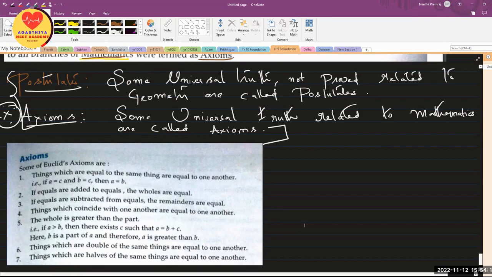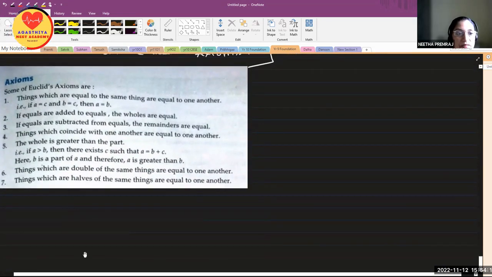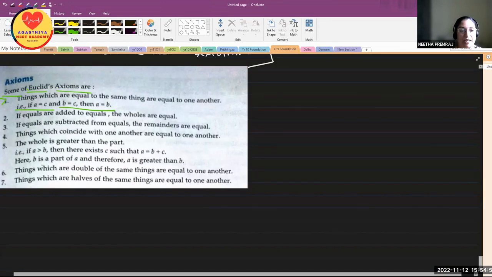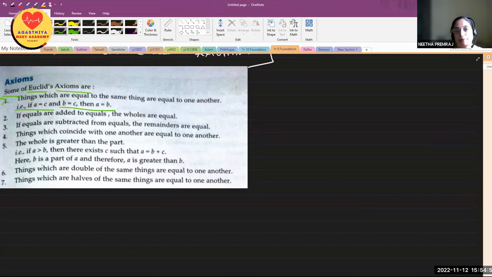Okay, now, next. What are the axioms? That is what we are going to see. Now, some of Euclid's axioms. The first one: things which are equal to the same thing are equal to one another. That is, if A is equal to C and B is equal to C, then A is equal to B.